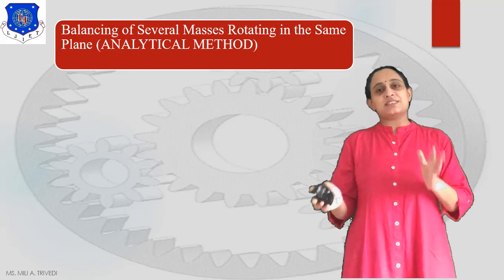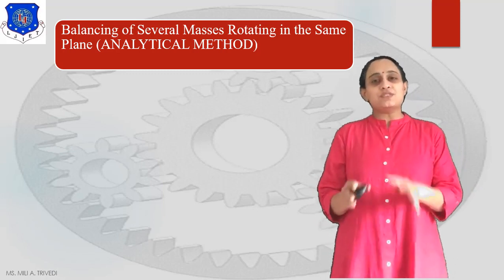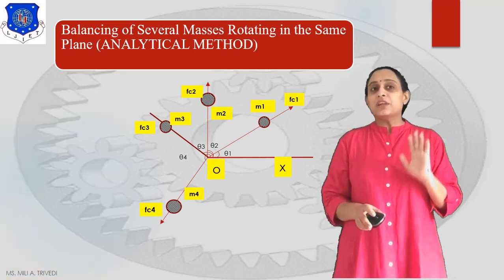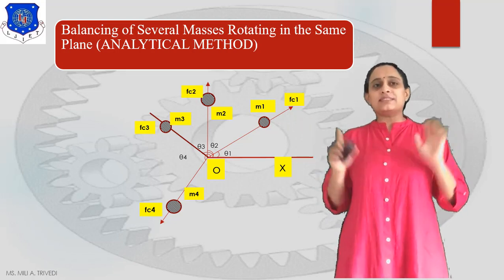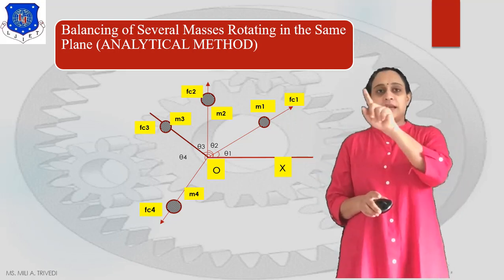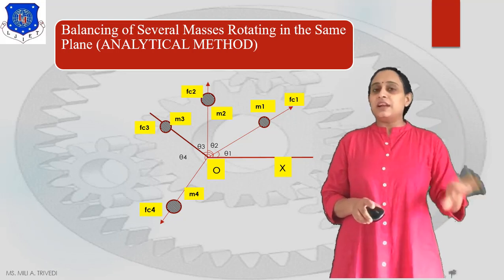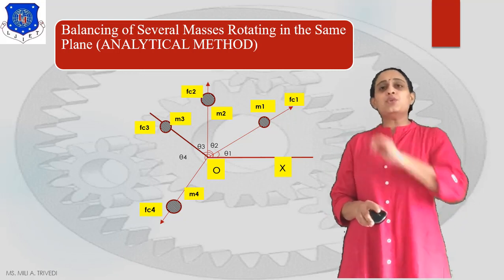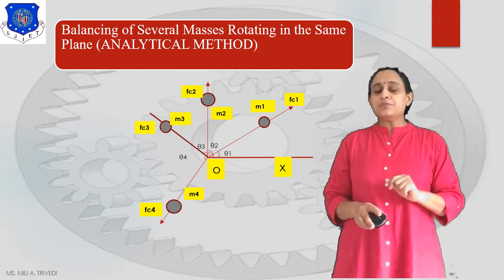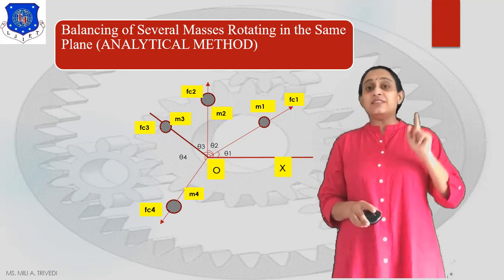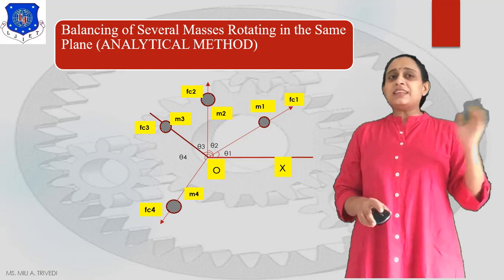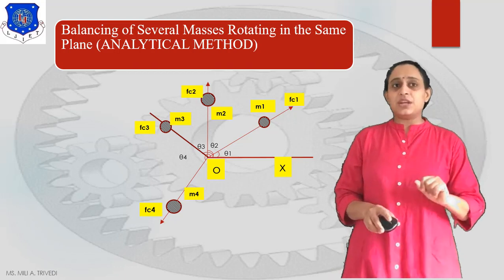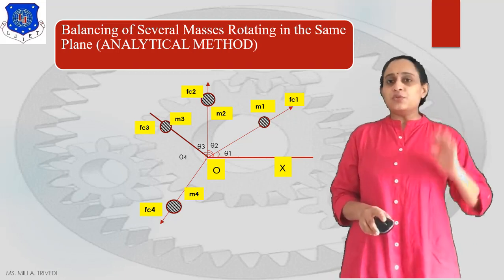Now let us assume the next one, the analytical method, balancing of several masses in the same plane. We need to assume there is a single plane only. So here, let us assume the OX axis. There are 4 different masses, M1, M2, M3 and M4. Here M1, we assume, is at radius R1 and the centrifugal force is Fc1. Here M2, the radius is R2 and the centrifugal force is Fc2. Next one is mass M3, with centrifugal force Fc3. M4, centrifugal force is Fc4.